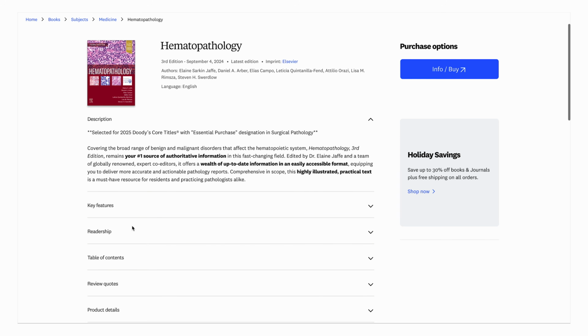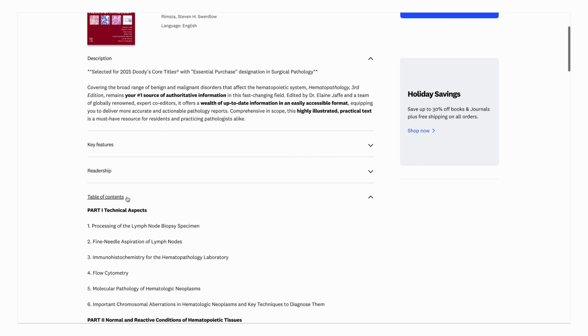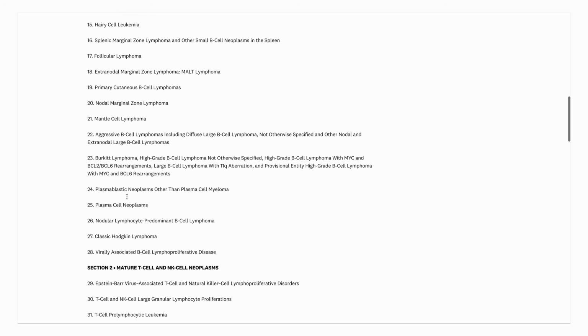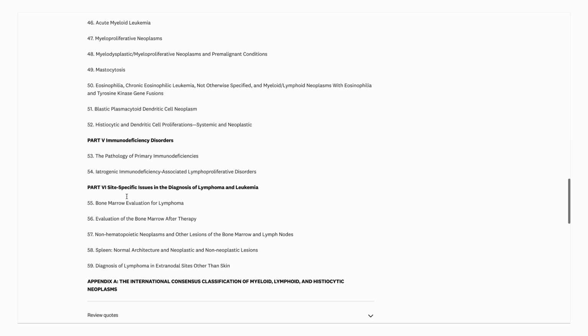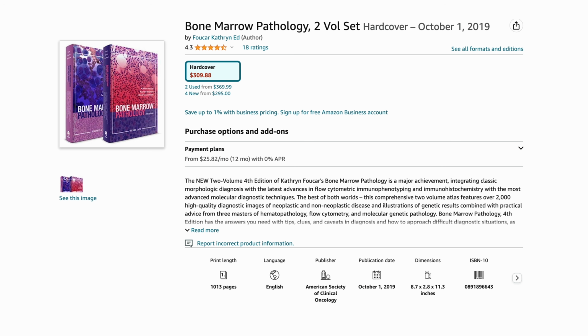For HemePath, I have more resources because I'm interested in HemePath, so I'm a little generous on this topic. The first one is Dr. Jaffe's Hematopathology book. This is very comprehensive, covers everything, and it is very useful for residents and also practicing pathologists. The other one is Dr. Catherine Foucar's Bone Marrow Pathology two-volume set. We also bought this set and it's very nice. It has great, amazing pictures and all the details.